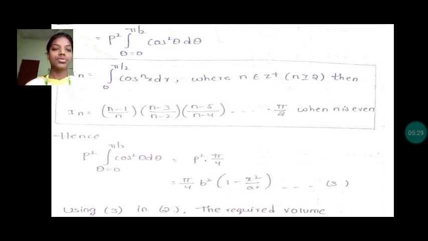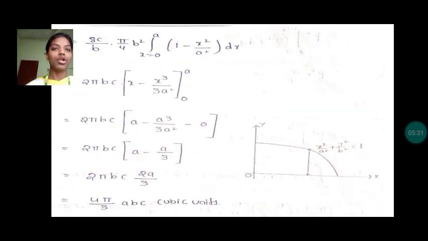This is equation 3. Using 3 and 2, the required volume is 8c/b × π/4 × b² ∫ x=0 to a (1 − x²/a²) dx, which is 2πbc [x − x³/3a²] with limits from 0 to a.